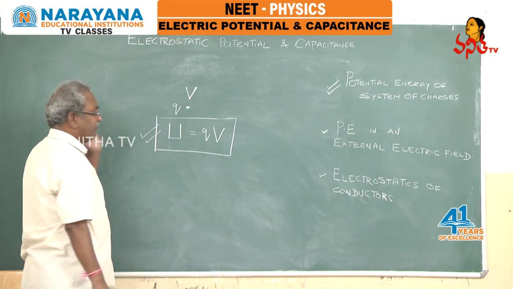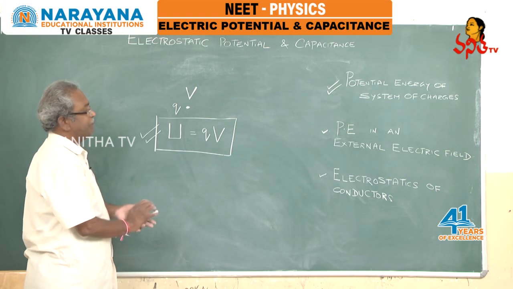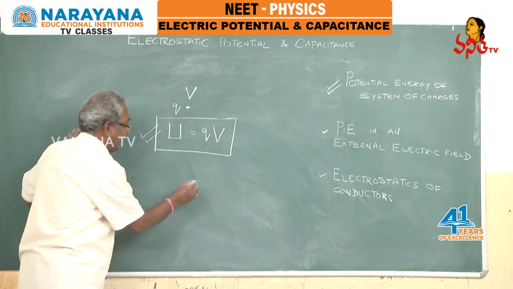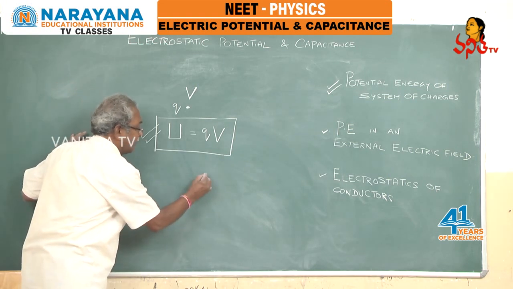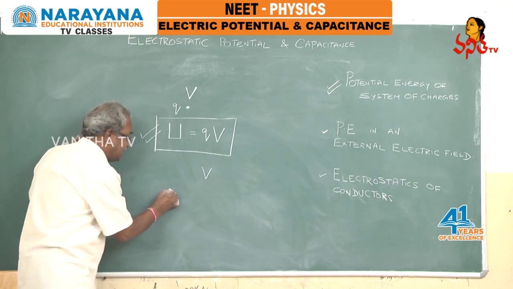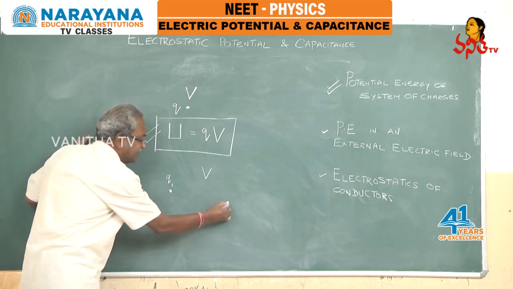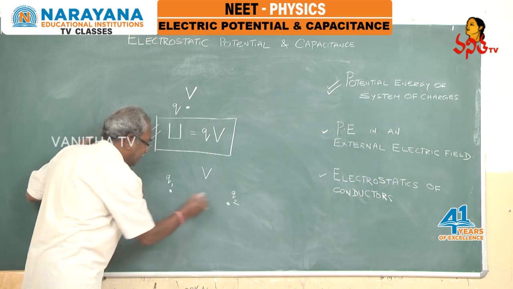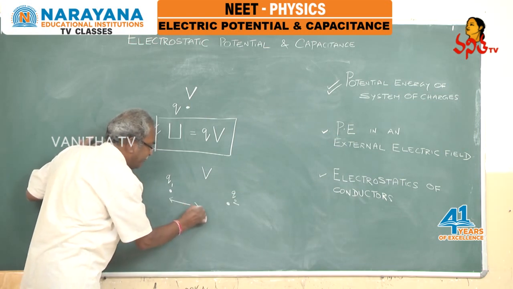Next, let us go to one more situation of an external electric field. There is an external electric field, and the potential is V everywhere, say. Then two charges are present here, charge Q1 and charge Q2, with a separation of R between them.